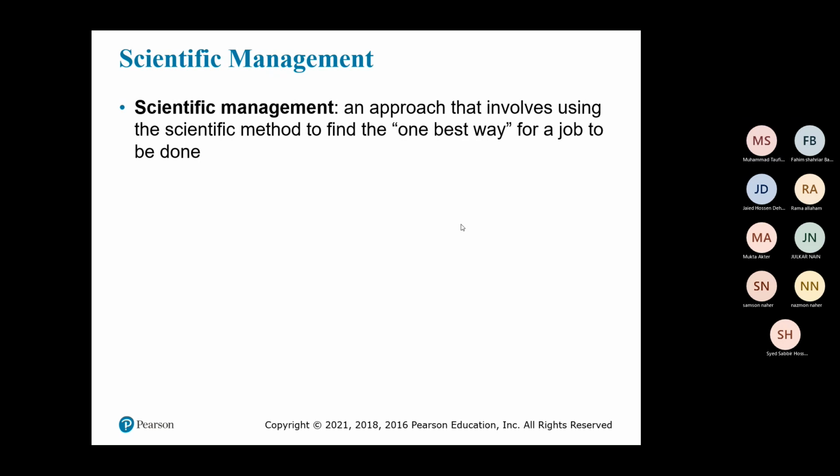And then from the classical approach, the management knowledge starts to evolve into the next stage, which is scientific management. At this stage, the management people start to try to implement the scientific method in the management.